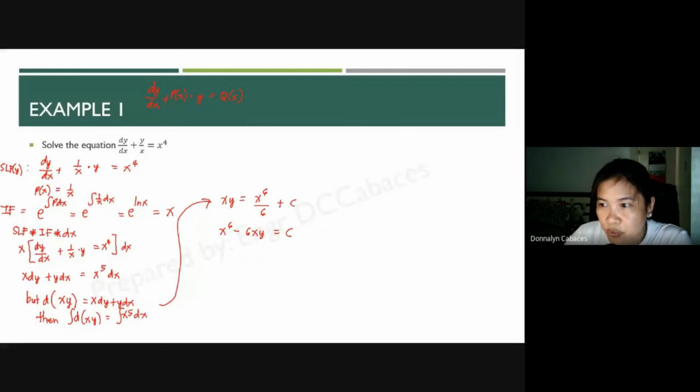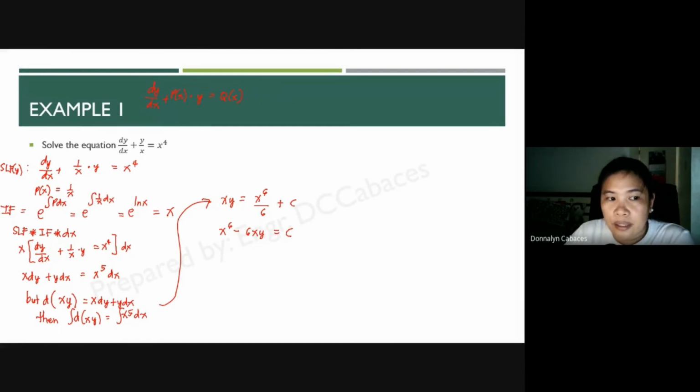Did you get the flow of solution? So again, remember that you have to express first the given DE in the form of standard linear form. After that, find the integrating factor equal to e to the integral of P dx. And then after that, you multiply your IF with your SLF and the derivative of the independent variable. In our example, it is x.